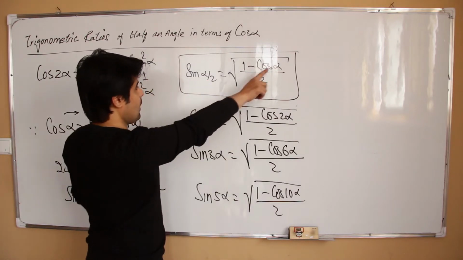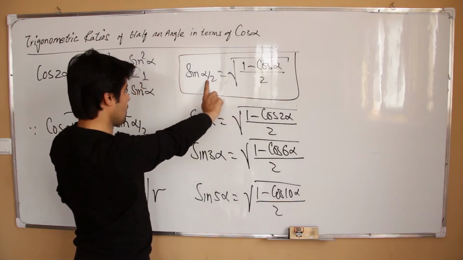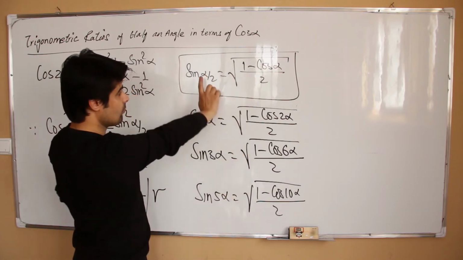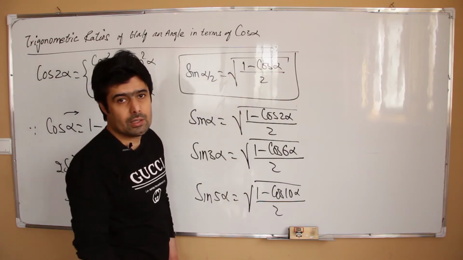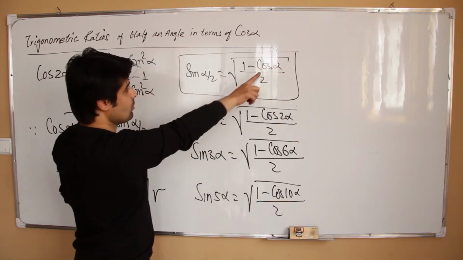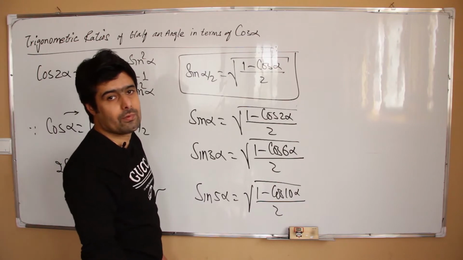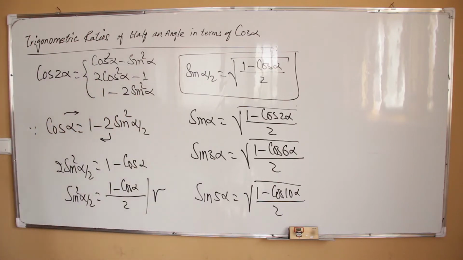For alpha by 2, alpha. For 2 alpha, 4 alpha. For alpha, 2 alpha. For 3 alpha, 6 alpha. For 5 alpha, 10 alpha. For 10 alpha, 20 alpha. I think you have got it. For alpha by 4, alpha by 2, which is the double of alpha by 4. Write it please.